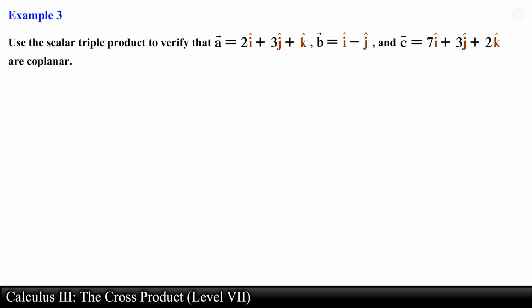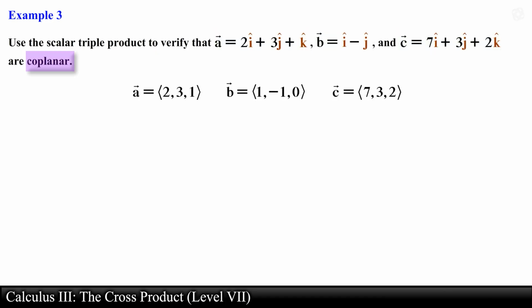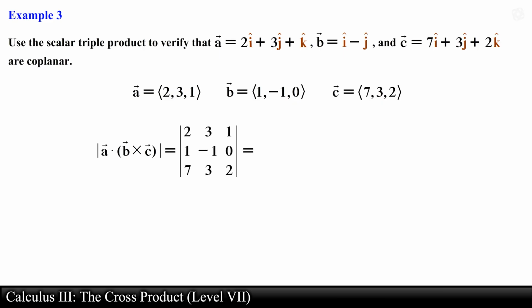Use the scalar triple product to verify that vector A, B, and C are coplanar. Here we're given 3 vectors in standard unit vector form. Let's rewrite them in component form. We are asked to determine if the vectors are coplanar. We can easily determine this by calculating the scalar triple product, and if the result is equal to 0, then the vectors are coplanar. So let's set up our determinant as follows.